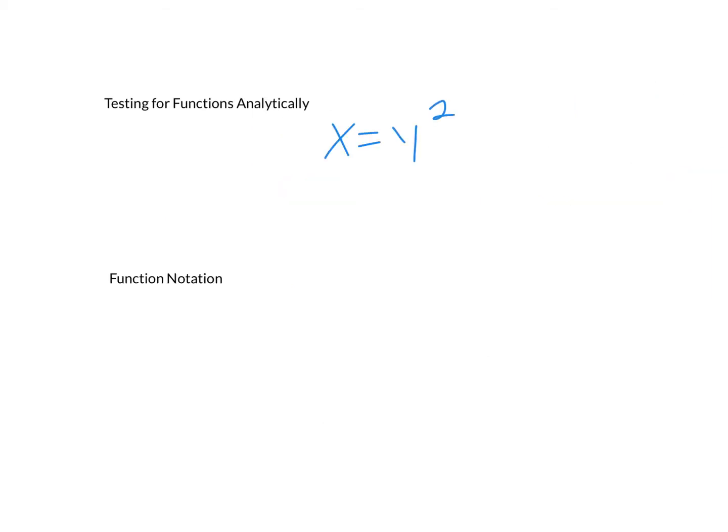If we're testing for functions analytically, what we need to do is isolate y. So when we isolate y here, we square root both sides. Get y is equal to plus or minus x. Anytime we square root an equation, you must include a plus or minus. Now with this case here, you have 2 different solutions due to the plus or minus. So we know analytically this is not a function based off of that fact.